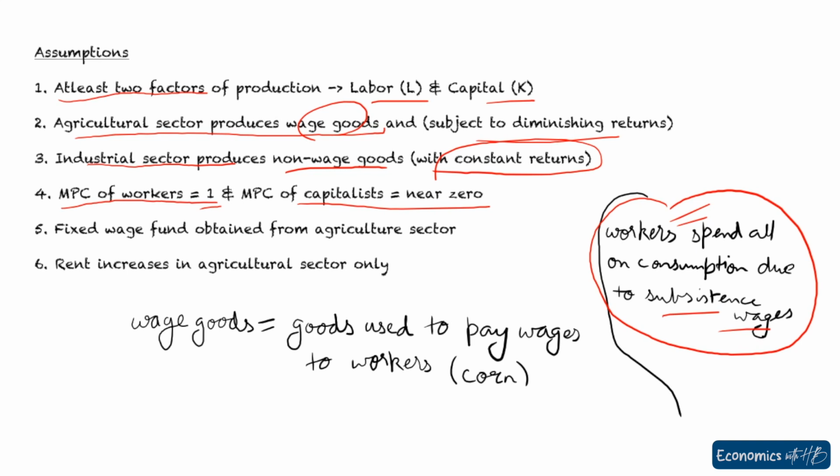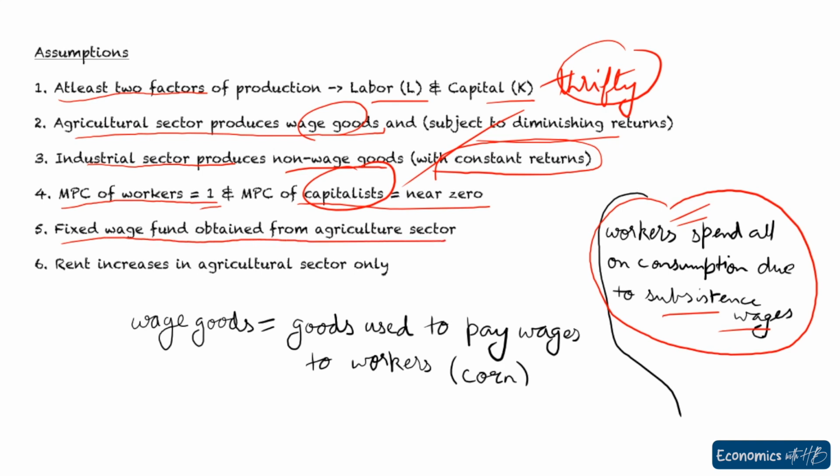While on the other hand, he calls capitalists thrifty spenders, who save and invest and accumulate capital. He also assumes that a fixed wage fund is obtained from agricultural production. That is, corn produced from the agricultural sector is used to pay wages in both agricultural and industrial sectors, as we also discussed above. Wages of workers in both sectors is still corn. Then he reiterates that rent increases in the agricultural sector only due to land scarcity and diminishing returns.